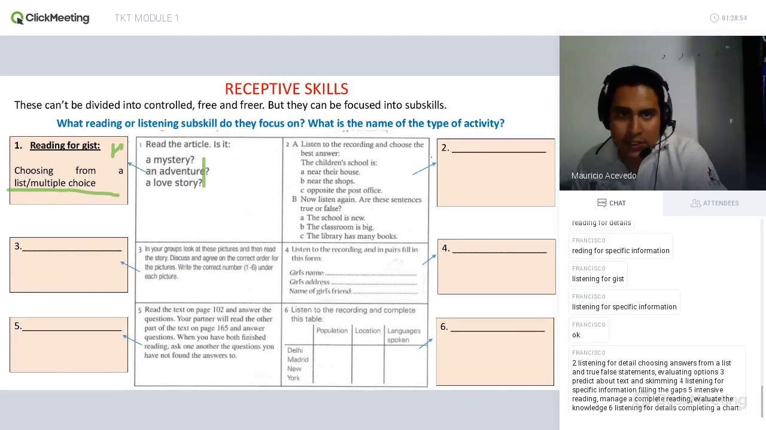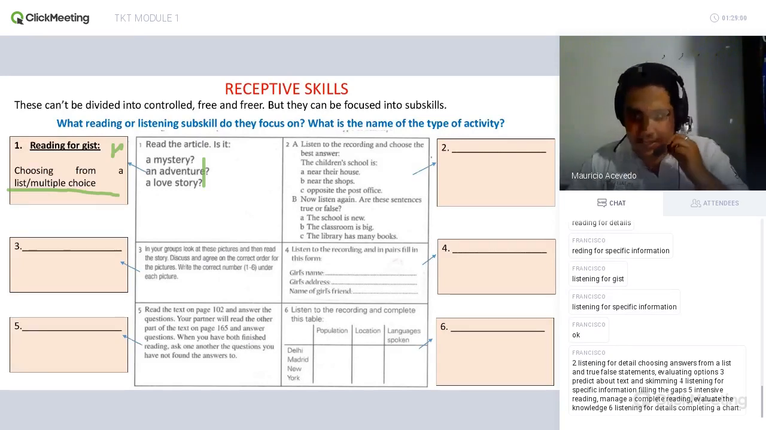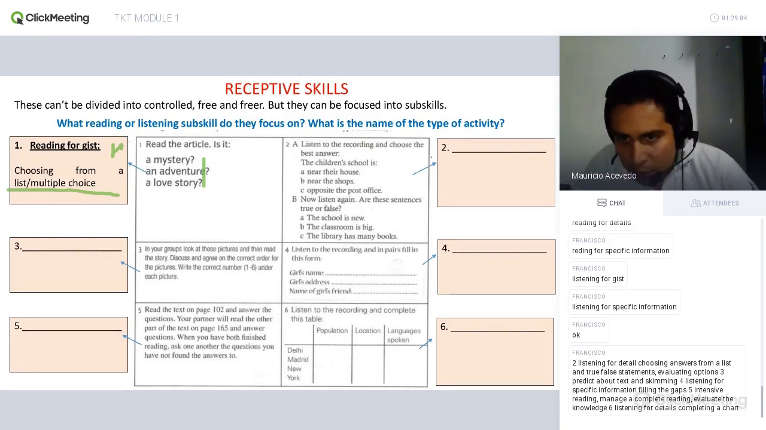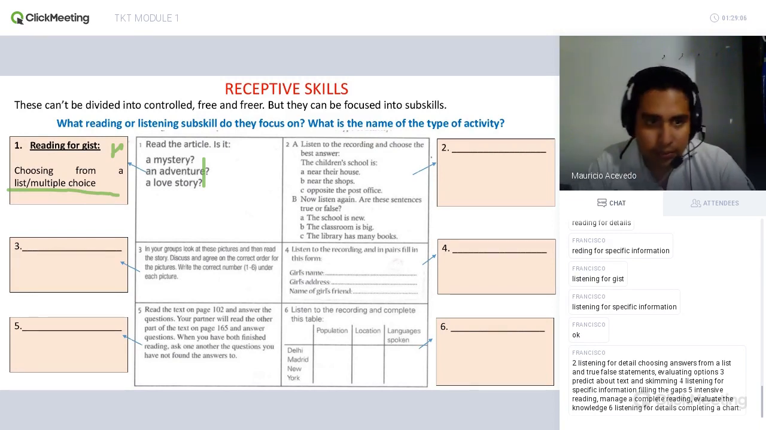Okay, very nice. So basically, it's almost the same as the first one, but now for listening, right? Number three is predict about text and skimming. That means that you need to look in a close way, in a very close way, at the main idea at the beginning or at the end. In your groups, look at these pictures and then read the story. Discuss and agree if it's correct for the picture, right?